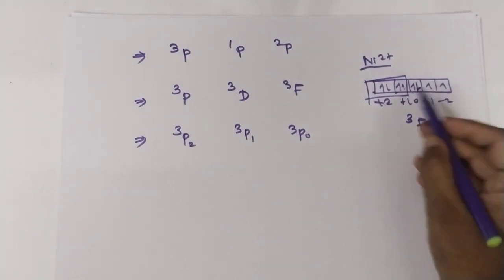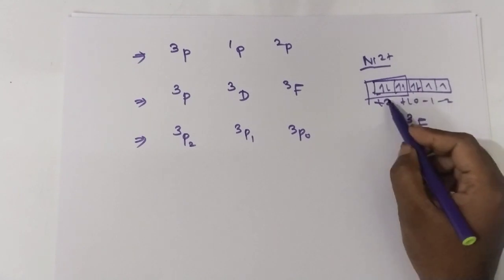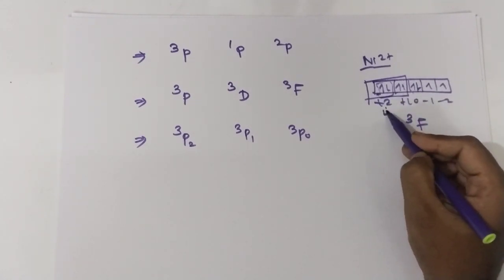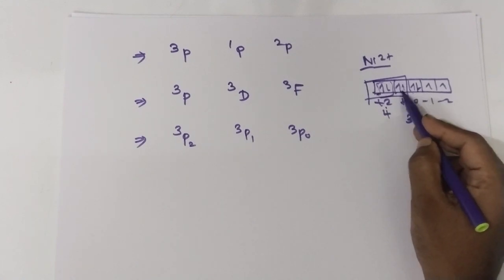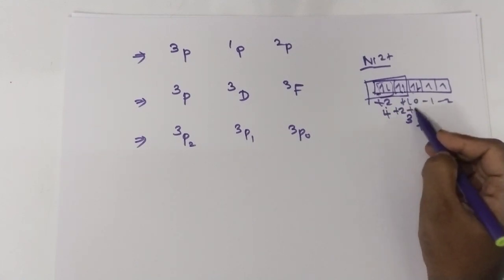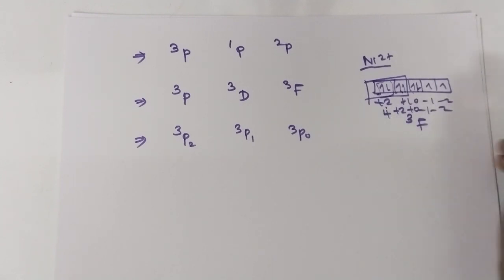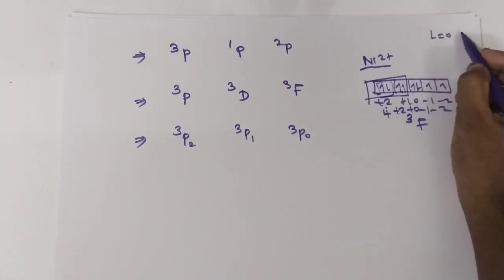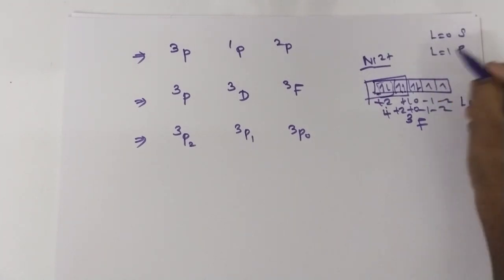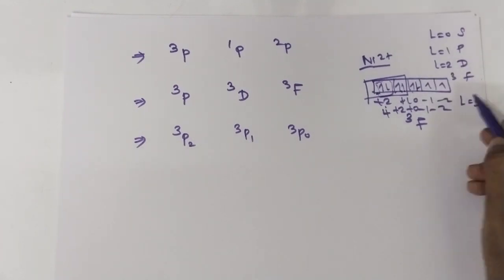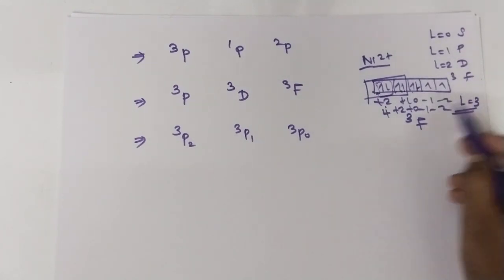How have I found it? See, you have to add all these. In this there are 2 electrons, right? So 2 plus 2 it is 4. Here there are 2 electrons, 1 plus 1 it is 2. Plus 0, minus 1, minus 2. Now add these things, you will be getting 3, right? L value is 3. So if L value is 0, then it is S. If L value is 1, it is P. If L value is 2, it is D. And L value 3 means F. Here we are getting 3, hence the term will be F.